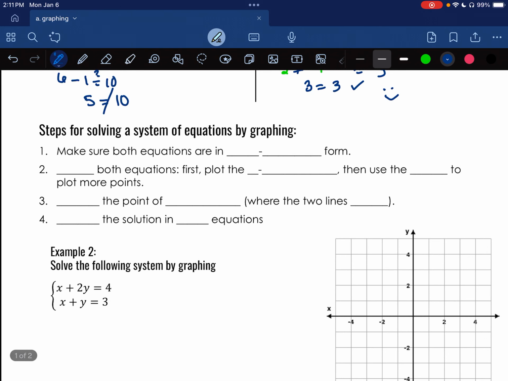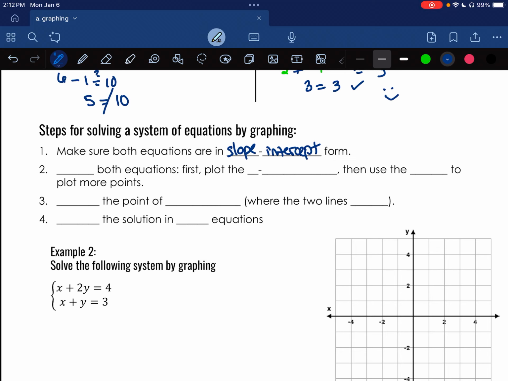So, steps that we're going to follow to solve a system of equations by graphing. First things first, we're going to make sure both of our equations are in slope-intercept form. Now we can graph from other forms. I can show you how to graph from standard form and from point-slope form, but if they're both in slope-intercept form, it just makes life a little bit easier because then we only have to think about one method of graphing instead of having to use multiple.